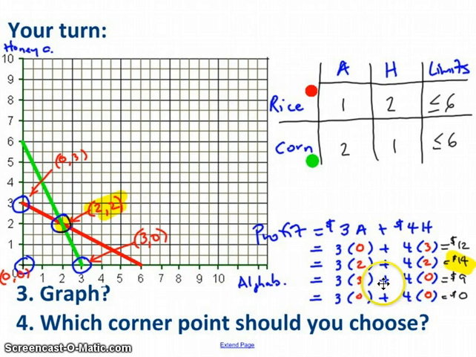So, depending on how the question is phrased to you, you may be asked, what's the most money you can make? Sometimes you're asked, though, how many pounds of alphabets and how many pounds of honeycomb should I make? And if you come back with the answer 14, that doesn't answer the question that I asked. I asked about pounds of alphabets and honeycomb, so I would have to mark down if you made that mistake.